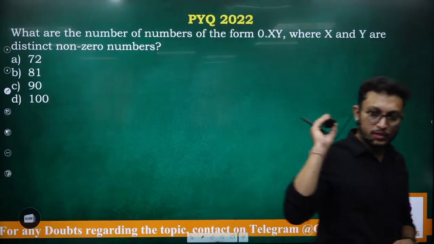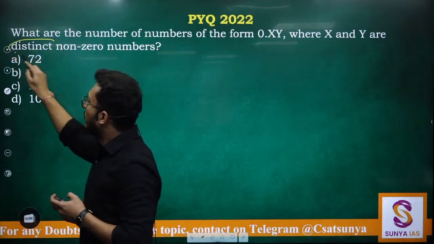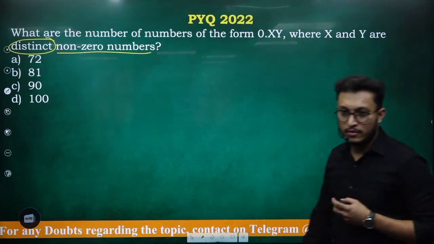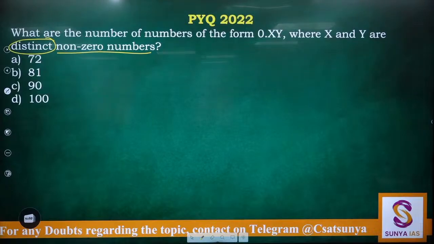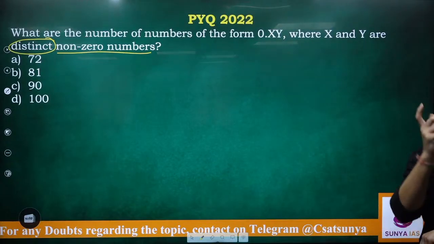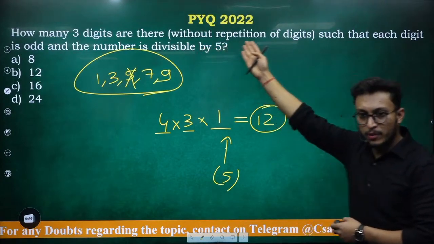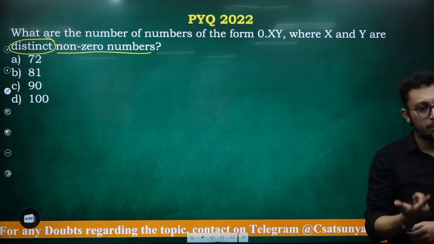We have done the same question. One second, okay, focus here. They are saying distinct, that means repetition not allowed. You will get a hint from the question. In this they gave it explicitly, but here distinct means you cannot repeat.